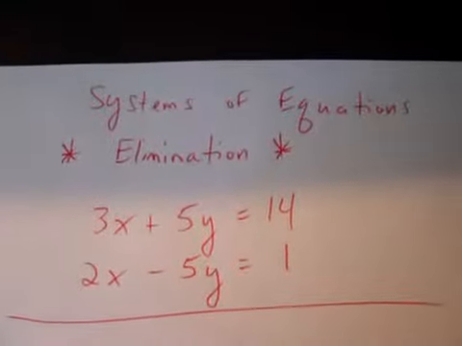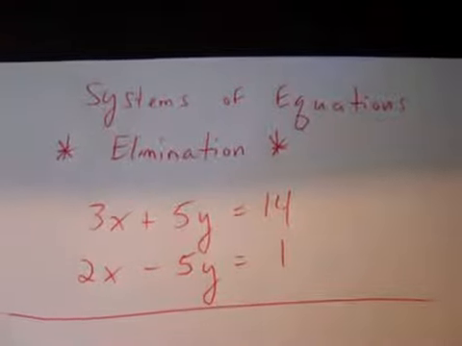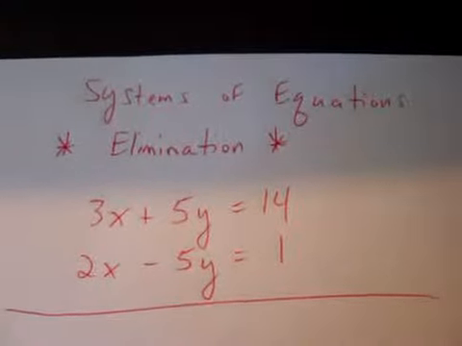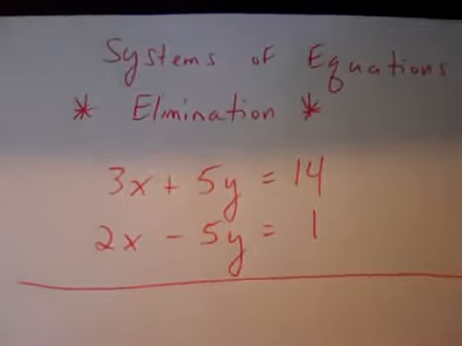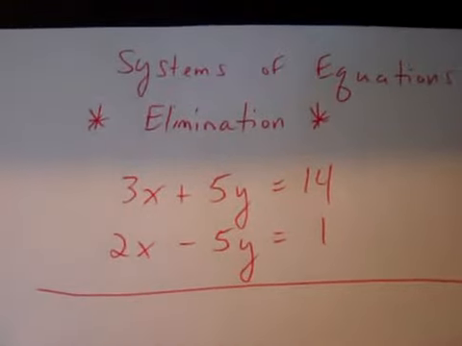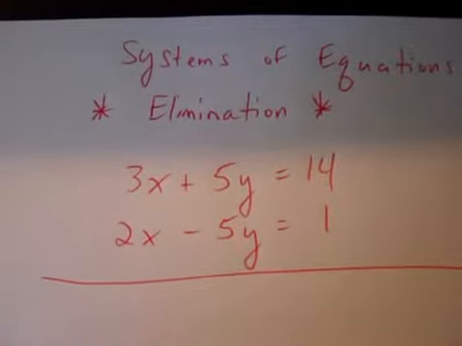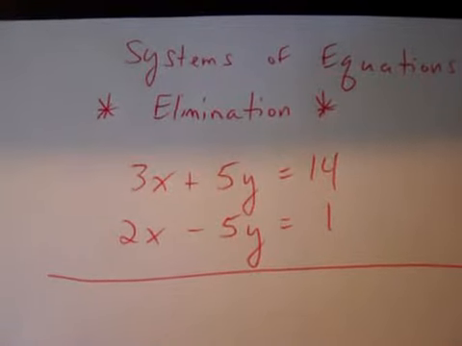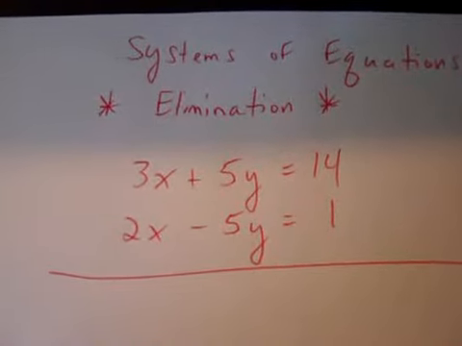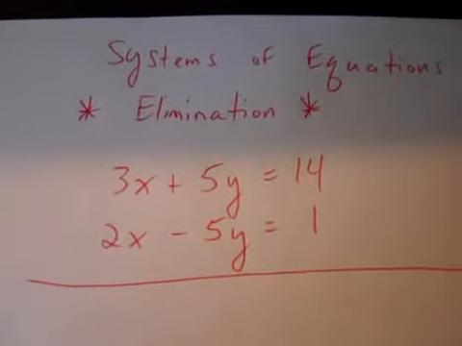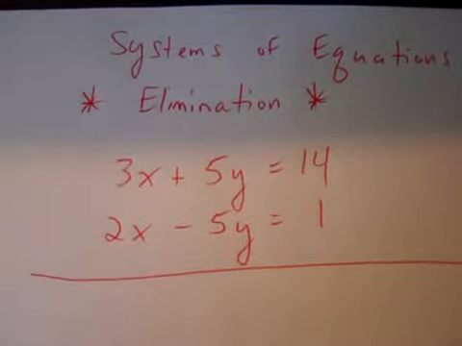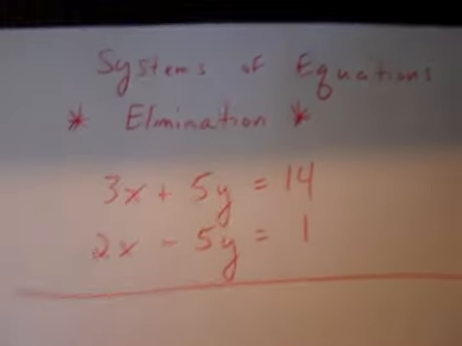This time around we're looking at systems of equations, specifically the elimination method. The nice thing about elimination is you don't have to worry about solving for either x or y. The main task is just to get either the x variable or the y variable to cancel out by adding or subtracting. Now, how do you decide whether to add or subtract? Well, it depends on what situation you have.